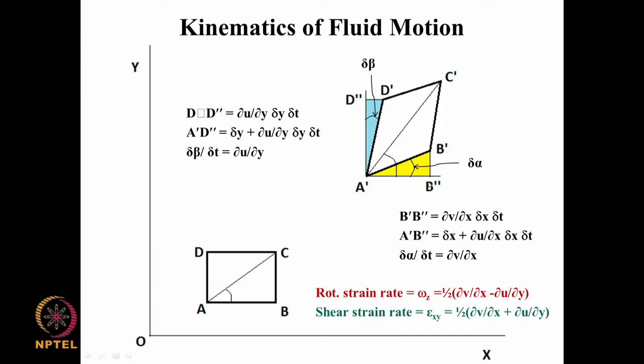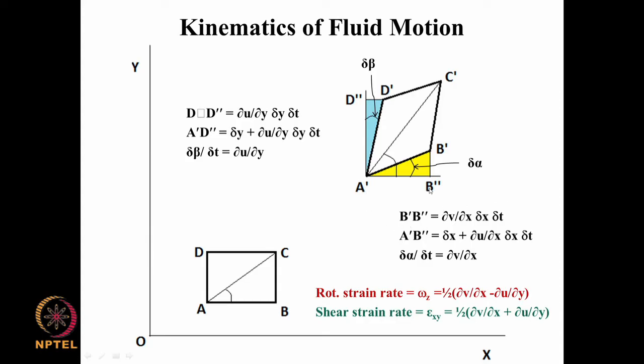And similarly A prime B double prime, because we are looking at this angle delta alpha, which is supposed to be small, because we are looking at small delta t, small change in time. So you can say that delta alpha is roughly equal to B prime B double prime divided by A prime B double prime. Okay, so that sin alpha for small alphas is tan alpha is given by this. So we can estimate this delta alpha as B prime B double prime divided by A prime B double prime, and we have already got an estimate for what B prime B double prime is, that is given by this.